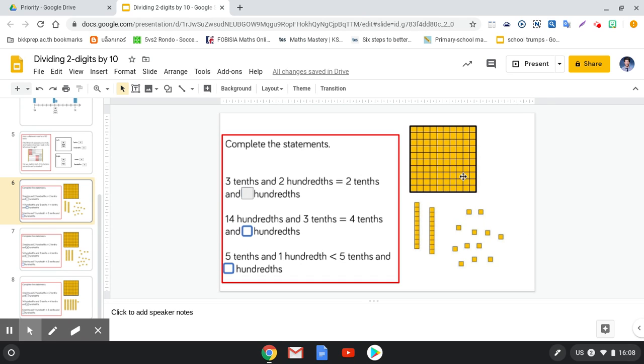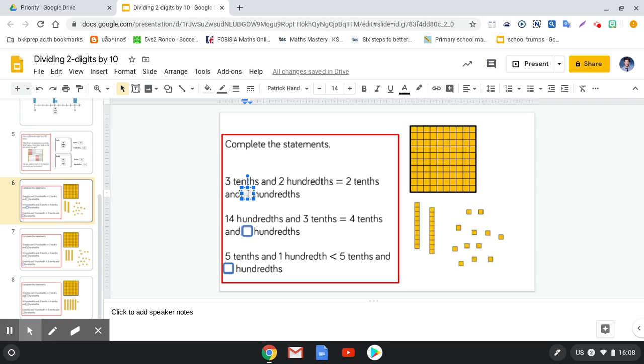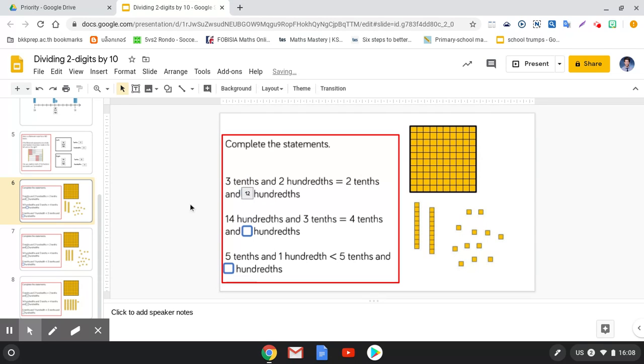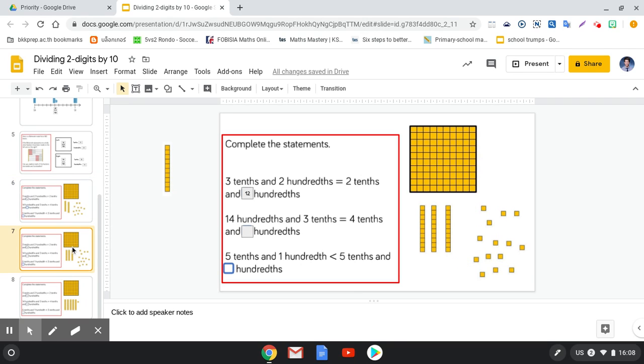So this here shows me that 3 tenths and 2 hundredths is the same thing as 2 tenths and 1, 2, 3, 4, 5, 6, 7, 8, 9, 10, 11, 12 hundredths. So these two have the same value. 3 tenths and 2 hundredths is the same value as 2 tenths and 12 hundredths. So let's look at the second sentence.